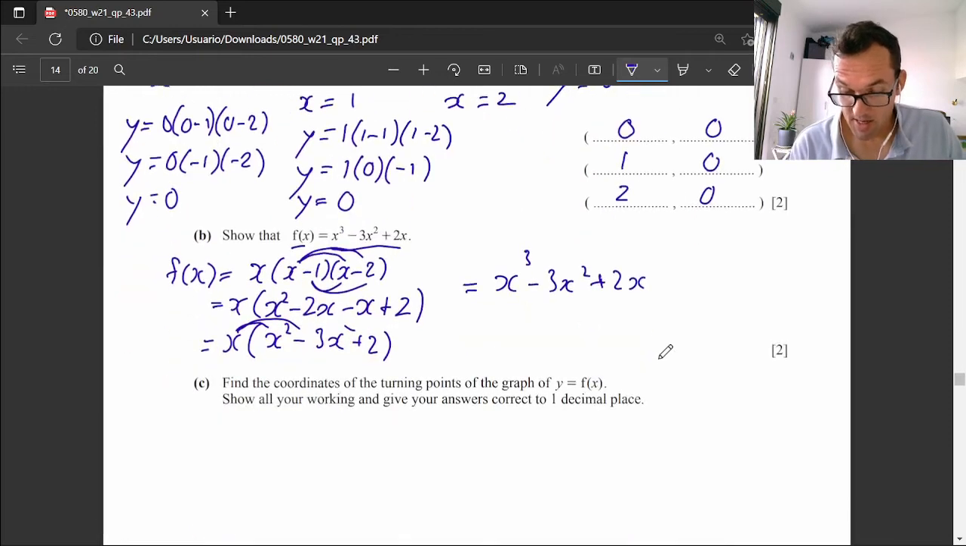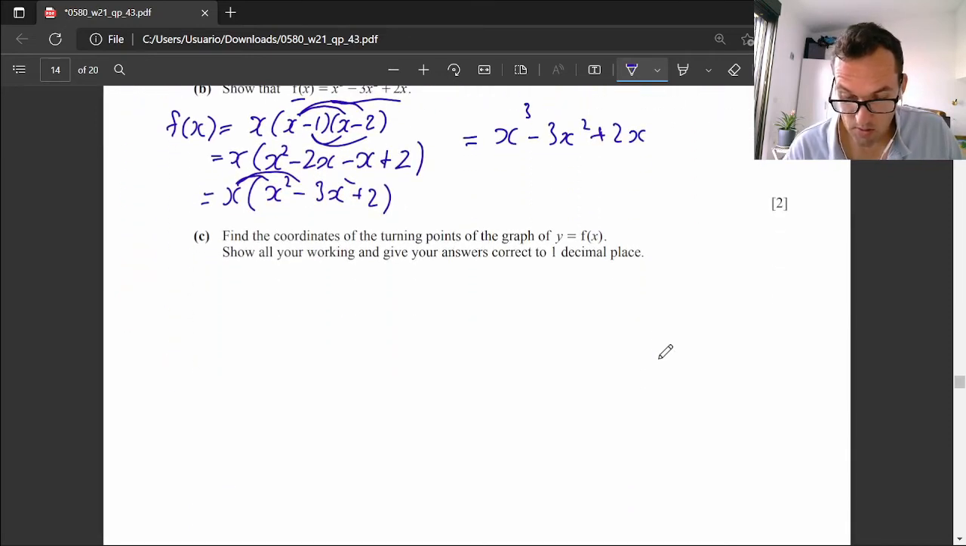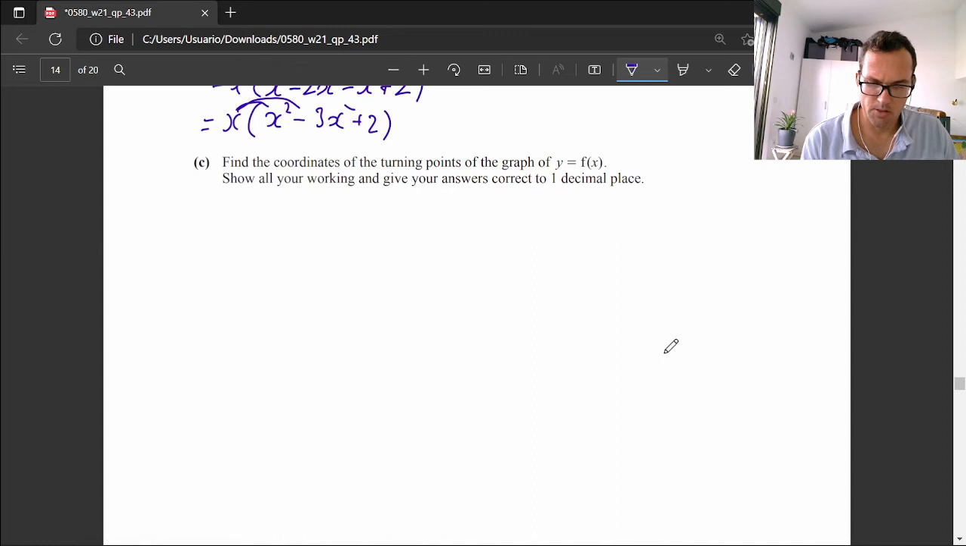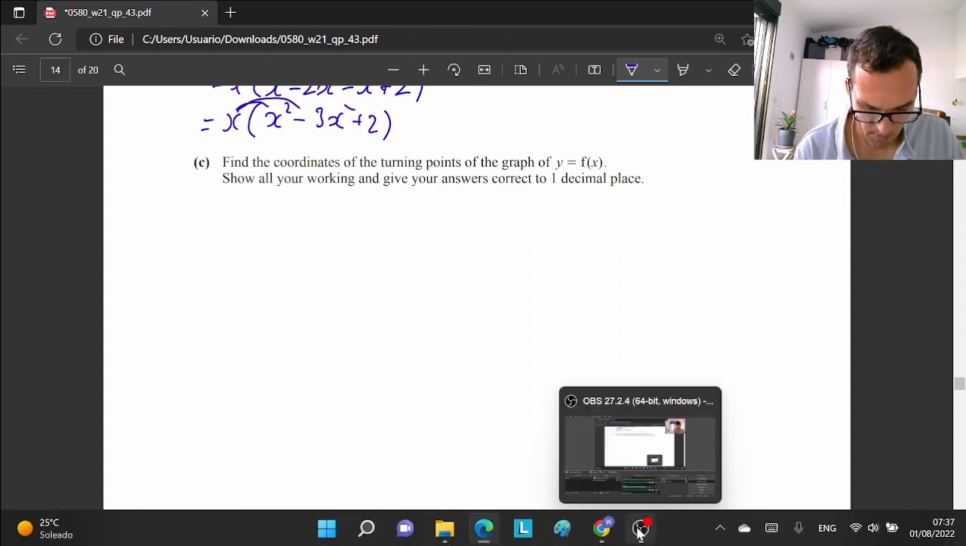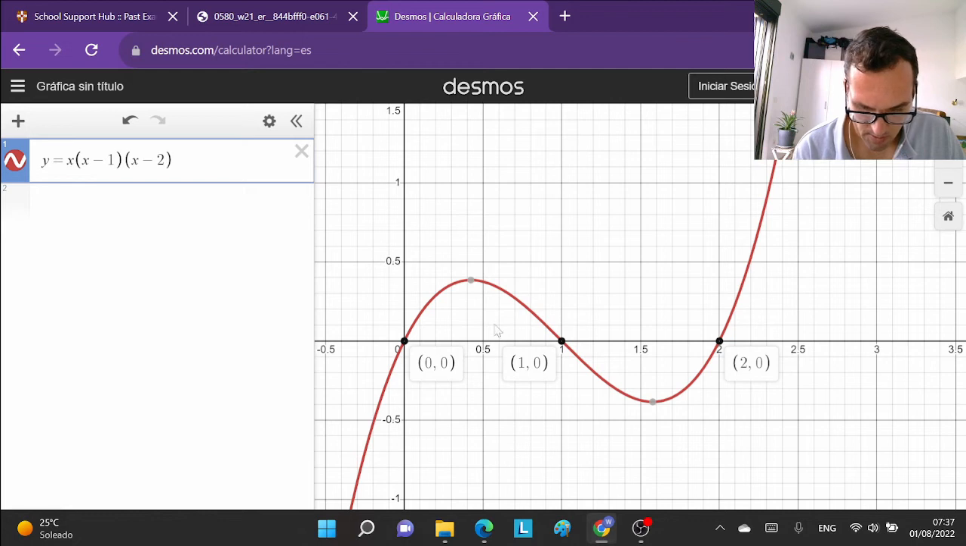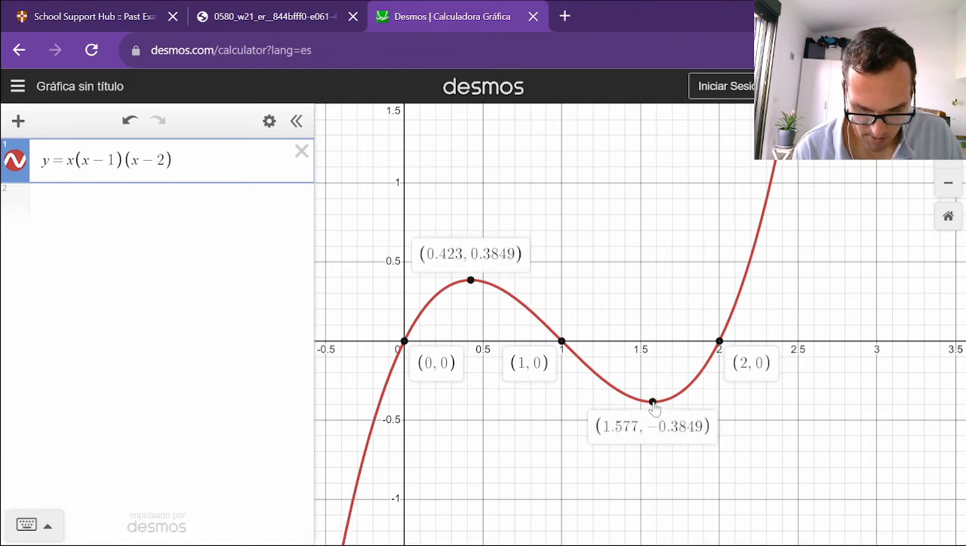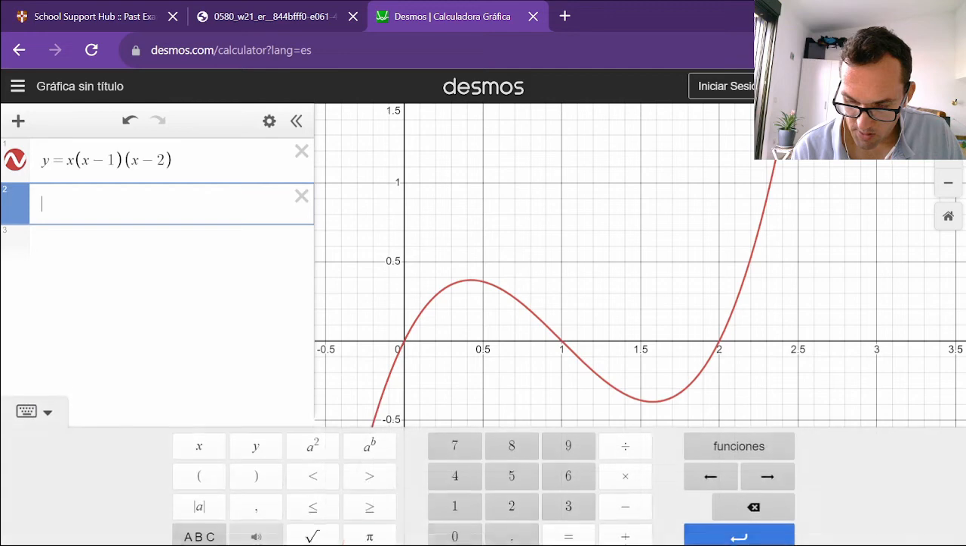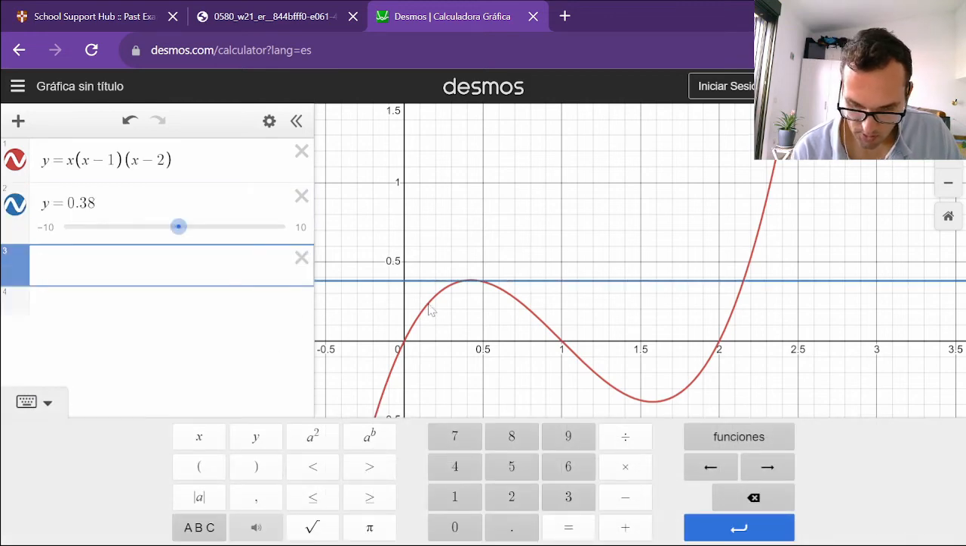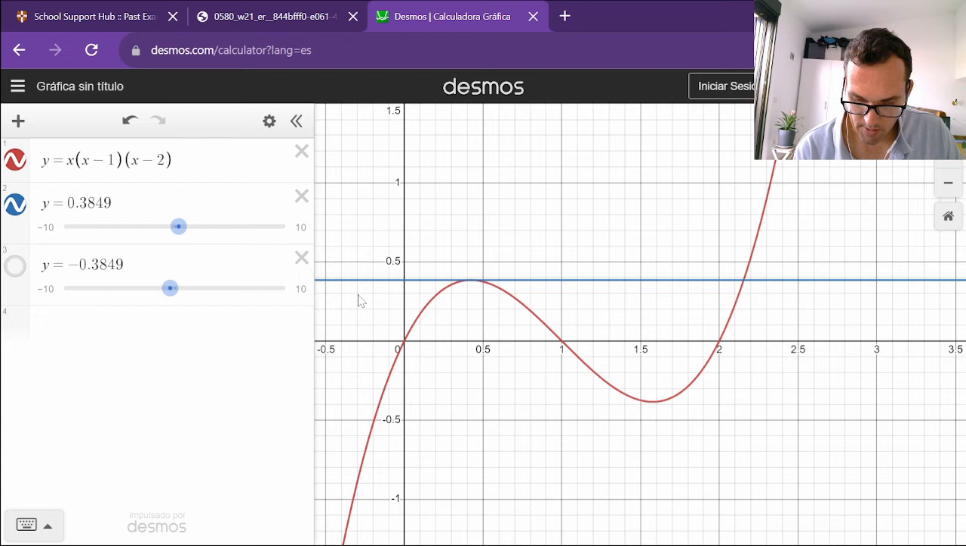Question 9c, it says find the coordinates of the turning points of the graph. Show all your working and give your answer correct to 1 decimal place. Interesting, that 1 decimal place. Let's look at the graph, what this looks like. All right, so the turning points will be there and there. See, there's the answers. So first thing to remember here is that if we do a tangent to the turning points, right, so here on the blue line is a tangent to the first turning point or the maximum point. That's the blue line.